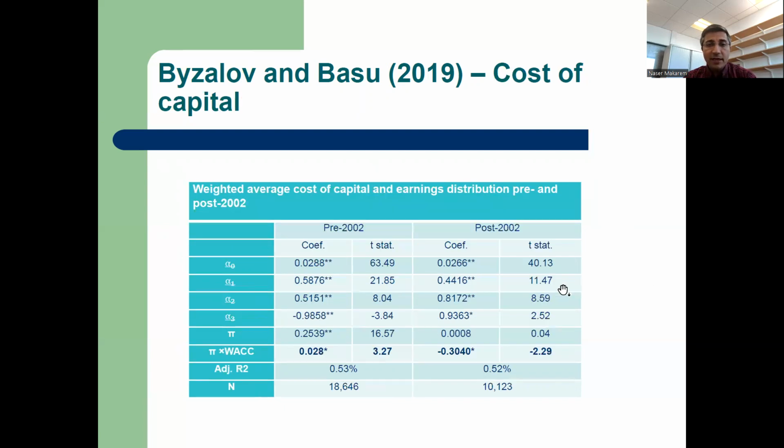We also looked at the weighted average cost of capital for the pre and post SOX periods. As you can see, there is a shift. Again, the variable of interest is the interaction between pi and weighted average cost of capital. The coefficient is positive and significant pre-2002 and negative and significant in the post-2002 period, which is consistent with the shift in the financing behavior of firms.